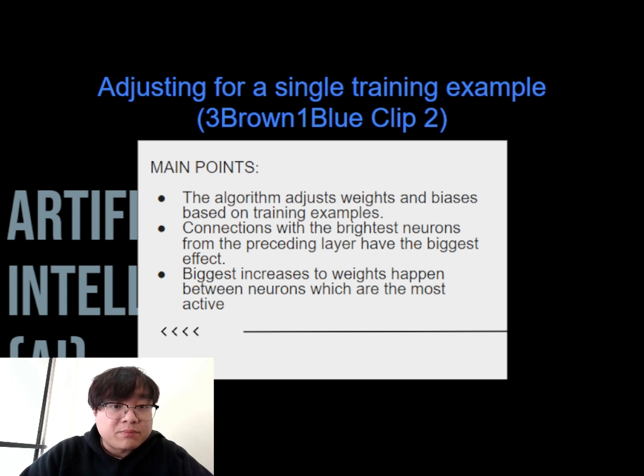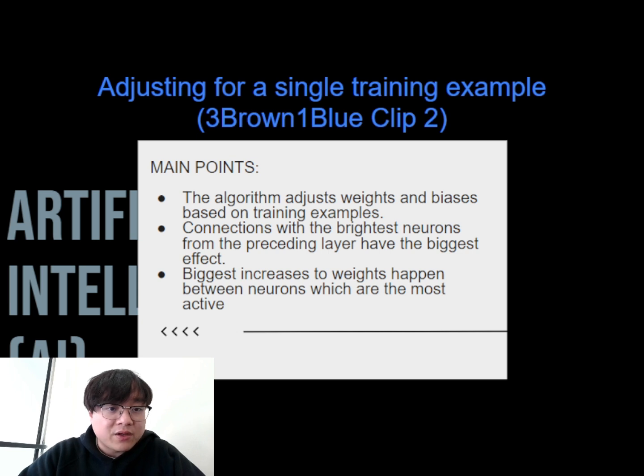algorithms such as backpropagation play a crucial role in learning by adjusting the weights and biases based on training examples. A key aspect of this process is the influence of active neurons. Connections with the brightest, most active neuron in the preceding layer have the most significant impact on the network's learning, because increasing one of those weights has a stronger influence on the ultimate cost function.